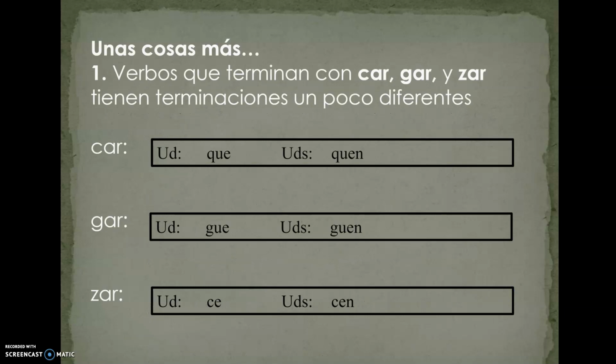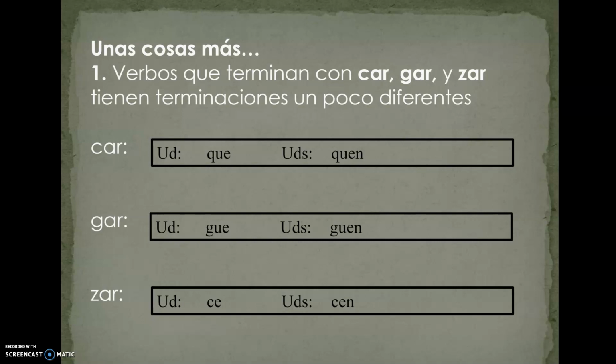Unas reglas más, ¿ok? Verbos que terminan con car, gar, zar tienen terminaciones un poco diferentes. And you'll note that these look an awful lot like the endings that you see in the preterite for the yo form, especially that car-que, gar-gue, and zar-ce, okay? So for verbos que terminan con las letras C-A-R, car, you have que and quen, que for usted and quen for ustedes. No hay acento.